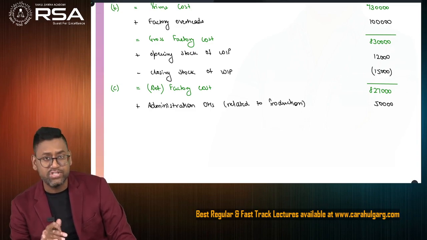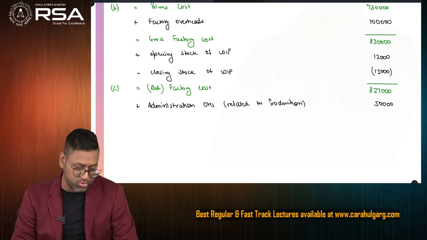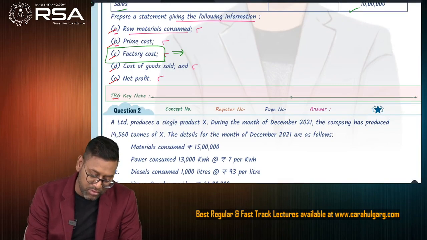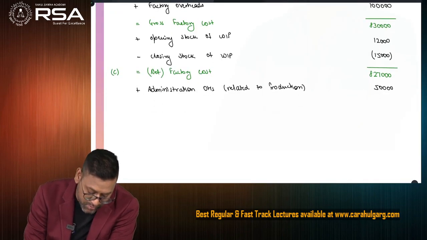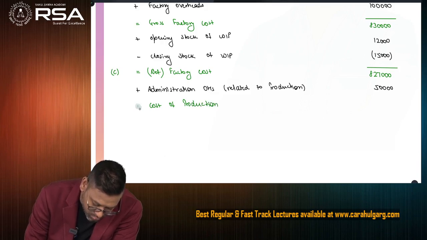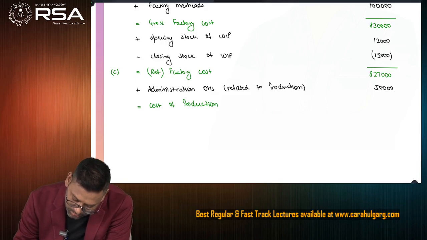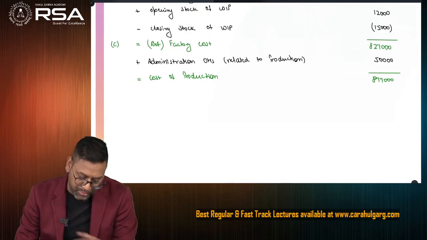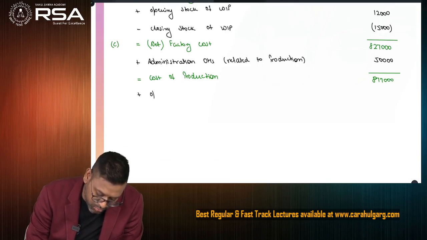There used to be one scrap item which is not given, and one primary packing which is again not given. So till this point we get the cost of production. Has the question asked the cost of production from you? No, it has not asked, so there will not be any number like D. We will simply say equal to cost of production. We get 8,77,000.